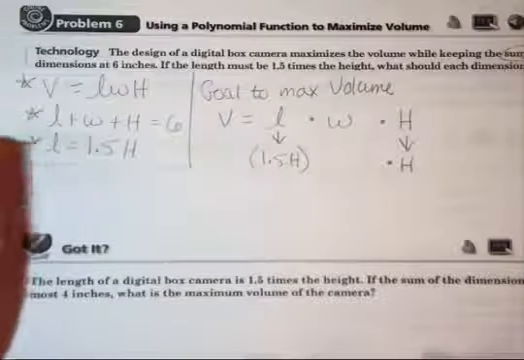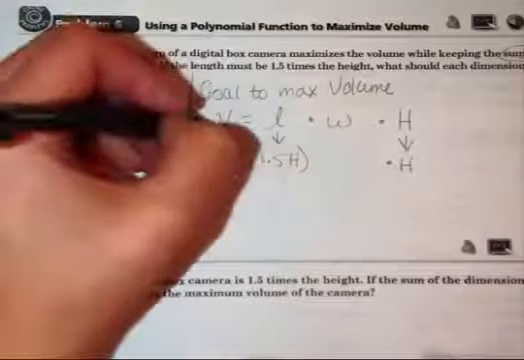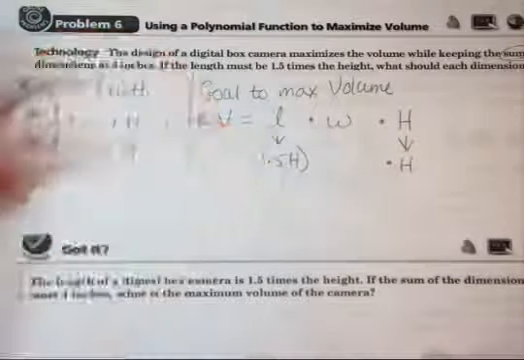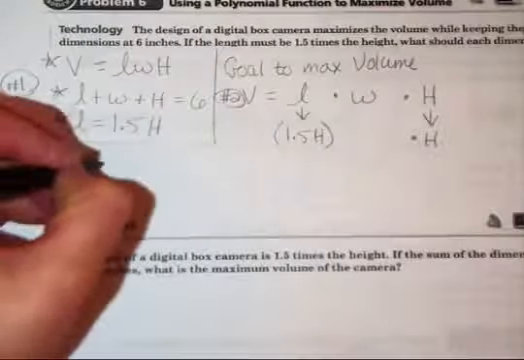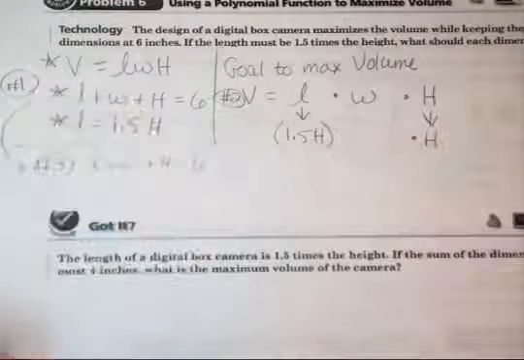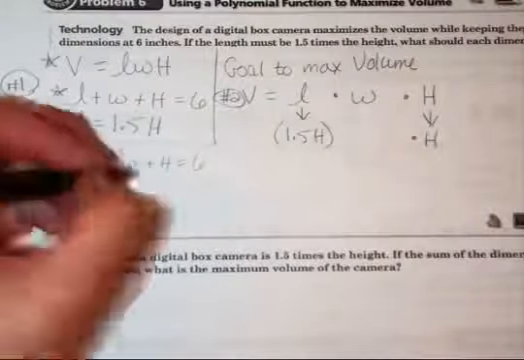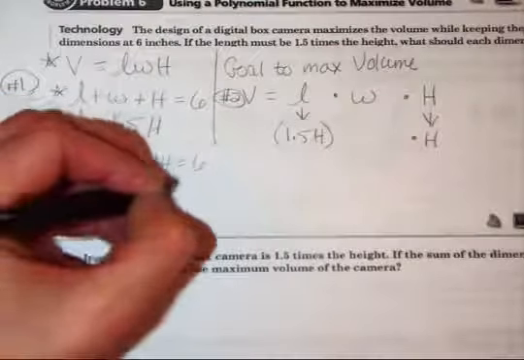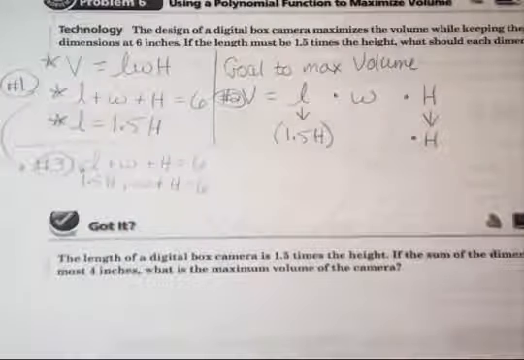That is going to come from, let's label some steps. This would be step number 1. This would be step number 2. And step number 3 would come from that particular equation that I drew my arrow from. Now, if you know length plus width plus height equals 6, I hope you agree with me that 1.5 height, because that's what length is, plus width plus height equals 6. Can you see what I did there? I just changed length to 1.5h.